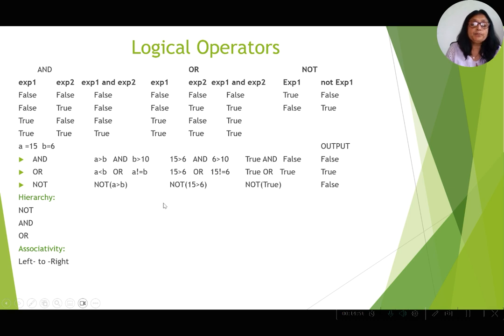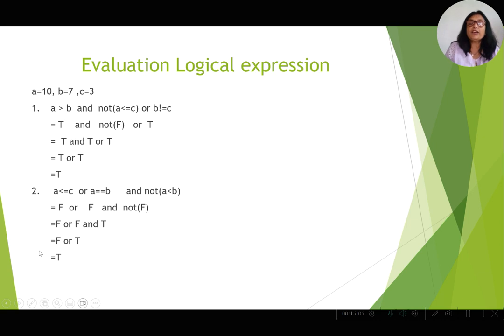Okay, now among these, in the hierarchy, which one is the highest priority? That is not, then and, then or. First is not, then and, or. The associativity is left to right. Okay, now let's evaluate the expression.